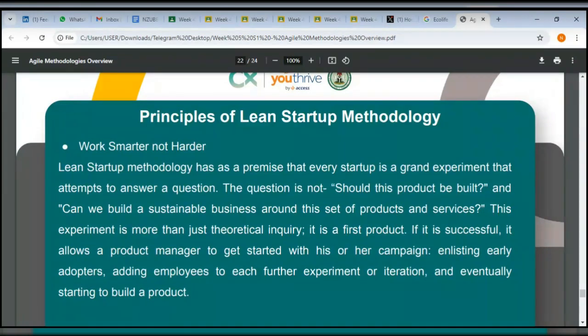And because of how much resources go into building a product or developing a product, you don't want a situation where your lack of planning, your lack of vision, your lack of documentation, or your lack of thought out process through either lean or agile methodology leads you to end your product prematurely. Work smarter, not harder. Lean startup methodology has a premise.